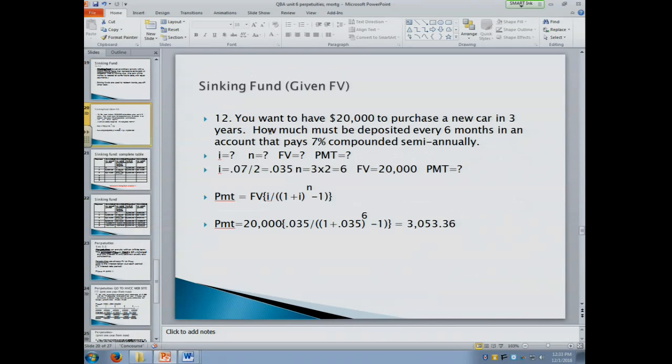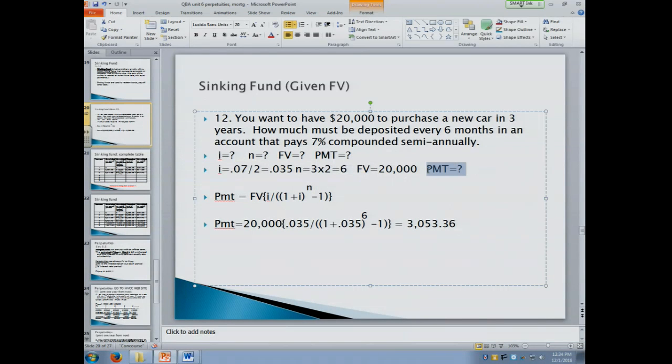So here's a sinking fund. You want to have $20,000 to purchase a car in 3 years. How much must be deposited every 6 months in an account that pays 7% semi-annually? Again, you find I, 7% divided by 2 because it's semi-annual. 3 years times 2 is 6. Your future value is $20,000.